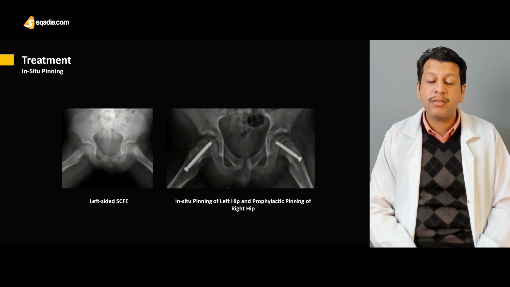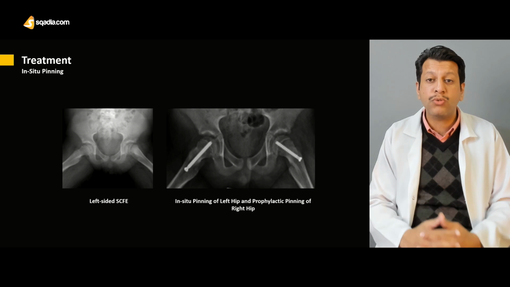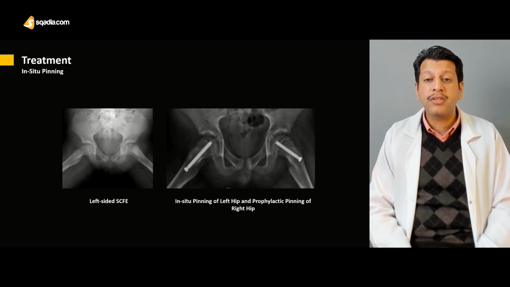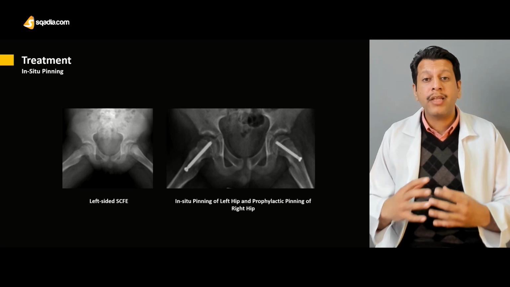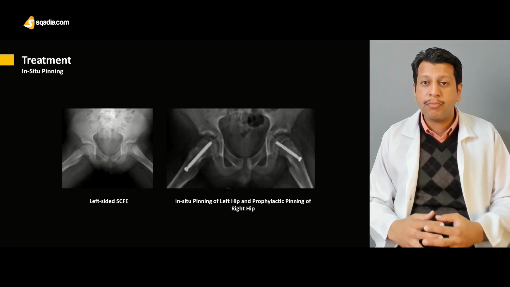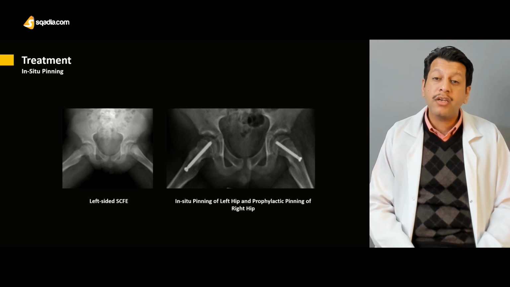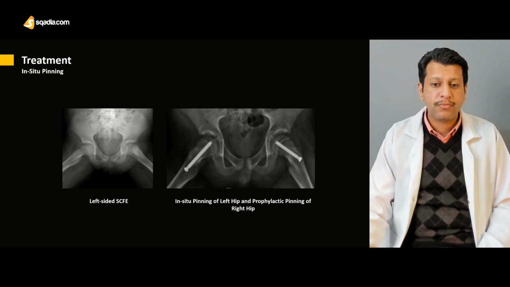The most common and the most go-to option is always in-situ pinning. We will briefly discuss when we go for bilateral in-situ pinning fixation, that is the prophylactic fixation of the opposite hip, and whether we really need to go for it or not.